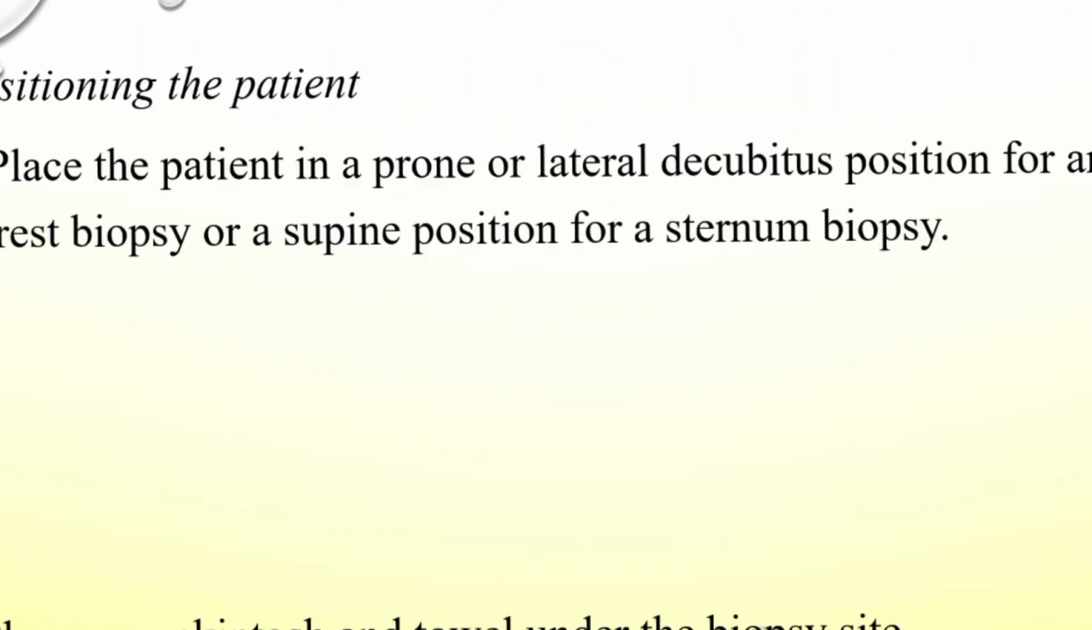Then we'll provide the patient with proper positioning. For sample collection, we may take the sample from the sternum, or from the posterior superior iliac spine. In the case of a sternum biopsy, we'll ask the patient to be in a supine position, and for an iliac crest biopsy, we'll keep the patient in a side-lying position. Then we'll place the Macintosh and towel under the biopsy site. We'll understand this procedure better after the explanation. I'll be showing one video, so it will be clearer after that.